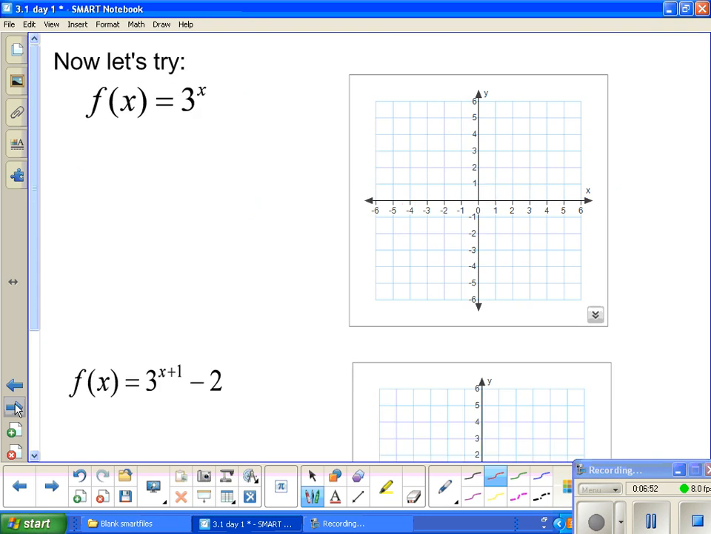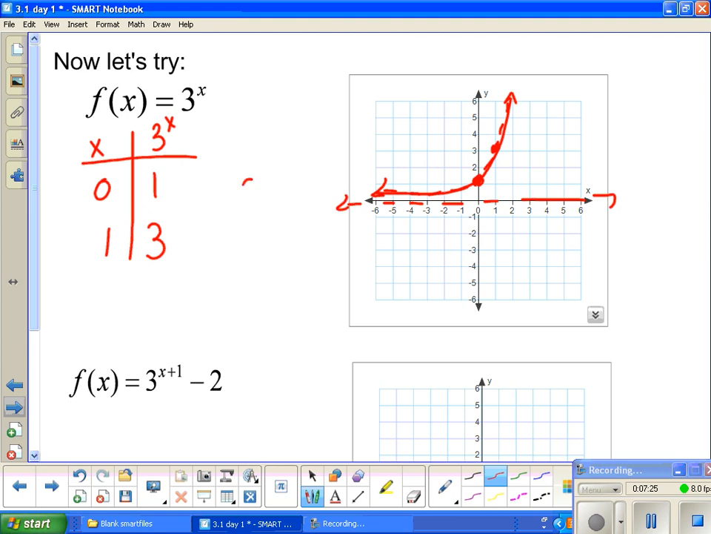All right. So now let's try these two. They look very similar, except for in this one we have some h and k shifts here. But let's do 3 to the x first. We're going to use our inputs of 0 and 1. 3 to the 0 is 1. 3 to the first is 3. So here's my graph. And my asymptote is at y equals 0.